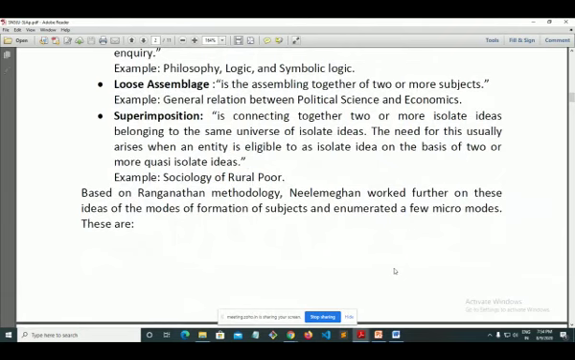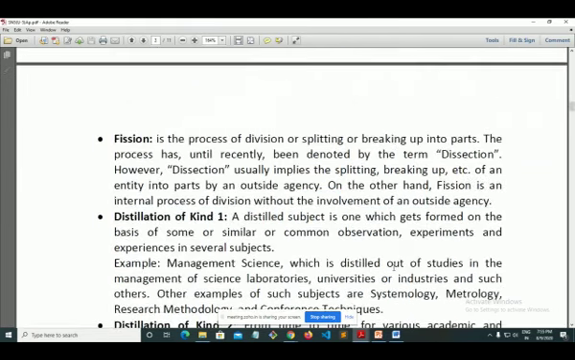Based on Ranganathan methodology, Nilameghan worked further on these ideas of the modes of formation of subjects and enumerated a few micro modes, and these are fission. Fission is the process of division or splitting or breaking up into parts. The process has until recently been denoted by the term dejection.